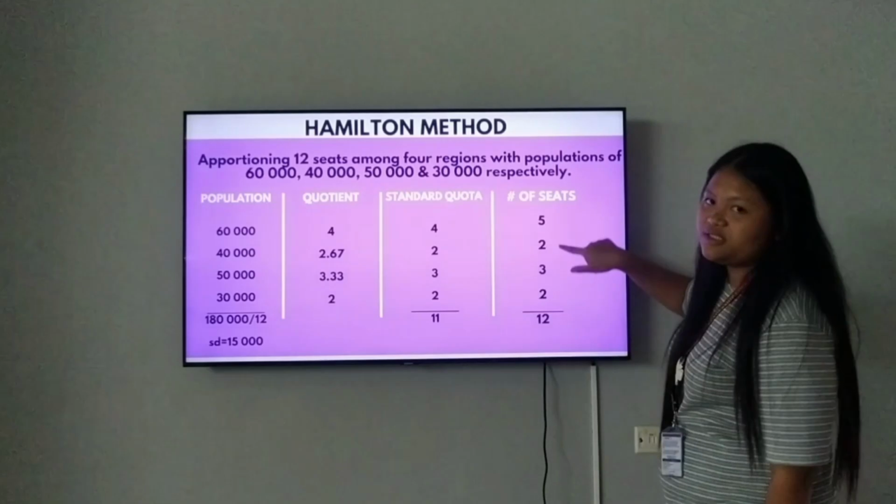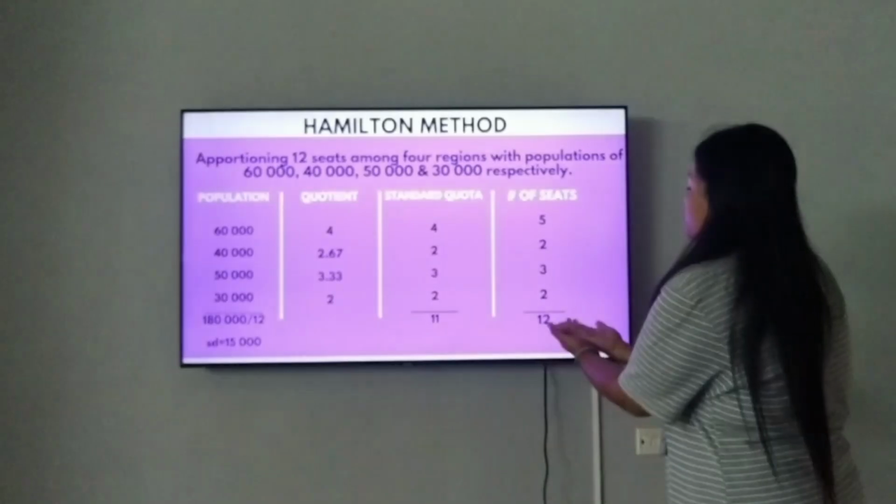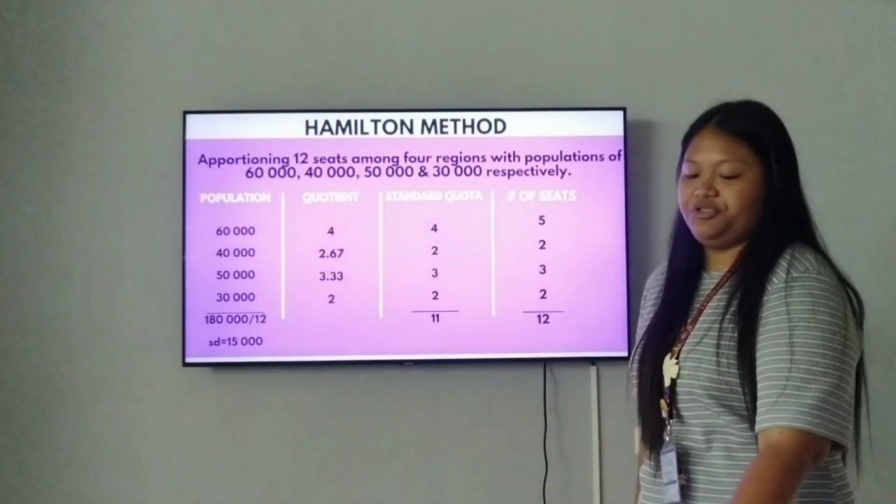So 5 plus 2 equals 7. 7 plus 3 equals 10. 10 plus 2 equals 12. So we have 12 here as our answer.